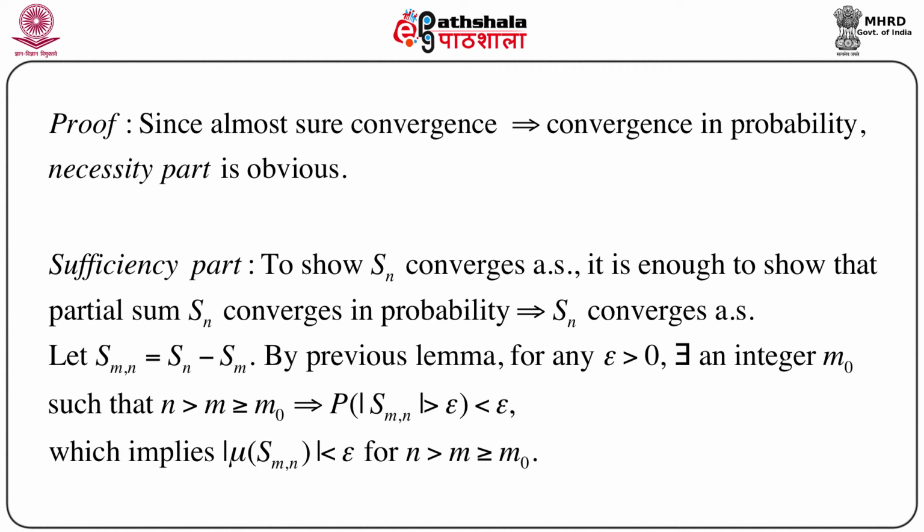This is just by the previous lemma, because we have assumed that convergence in probability holds. Since the probability of modulus of Smn greater than epsilon is less than epsilon, this probability is extremely small, which immediately implies that modulus of mu of Smn is less than epsilon for n greater than m greater than or equal to m0.